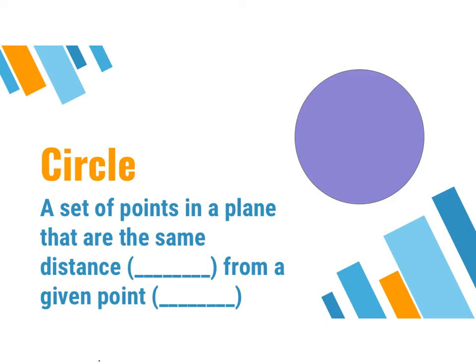Okay, so a circle is really defined as a set of points in a plane that are the same distance. Okay, that distance ends up being our radius from a given point. That given point ends up being our center. Most of you at this point should be pretty good at recognizing circles, I hope. So really this is just a formal definition. My radius looks like that, remember.